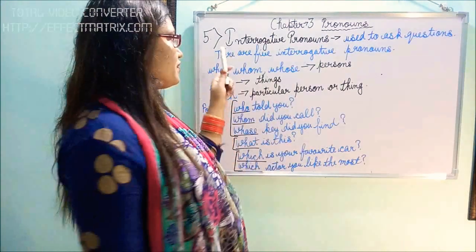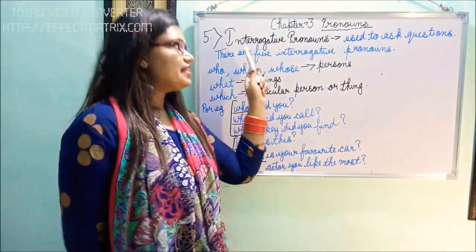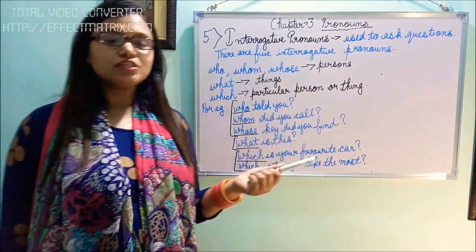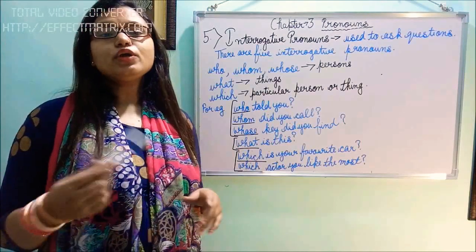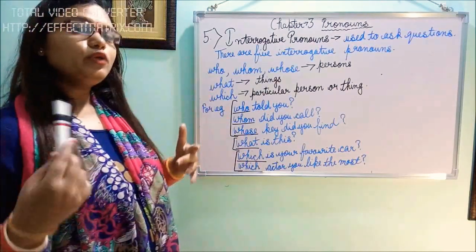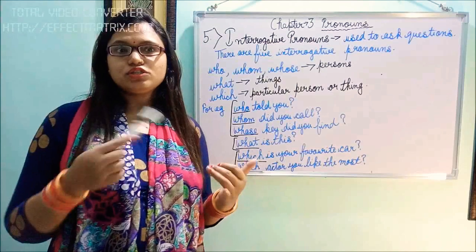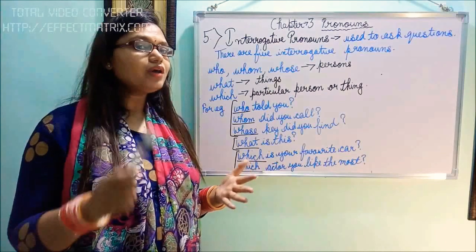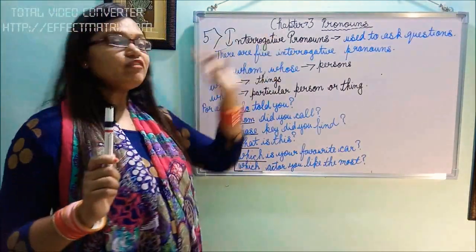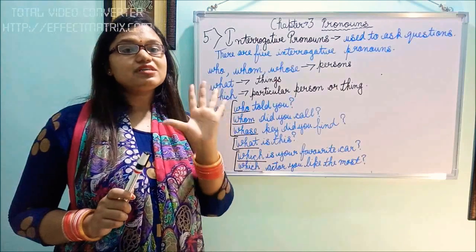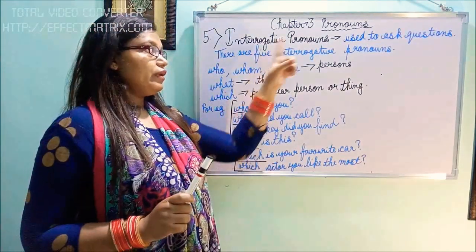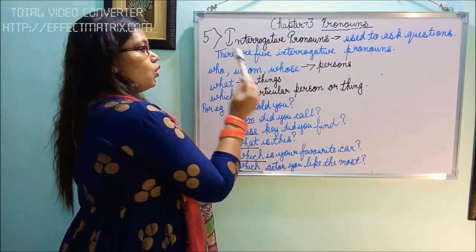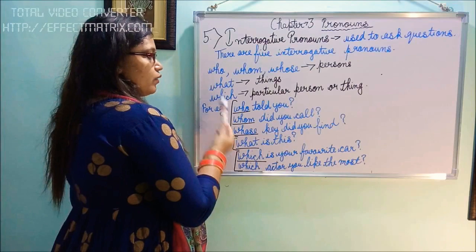So now students, we will discuss the 5th kind, and that is interrogative pronouns. Interrogative pronouns are used to ask questions. There are some pronouns which are used to ask questions. Now you have heard about the WH family: which, how, what. So not all of the WH family comes under the interrogative pronoun. Only 5 words come under interrogative pronoun. And which 5 words are we talking about? Who, whom, whose, what and which.